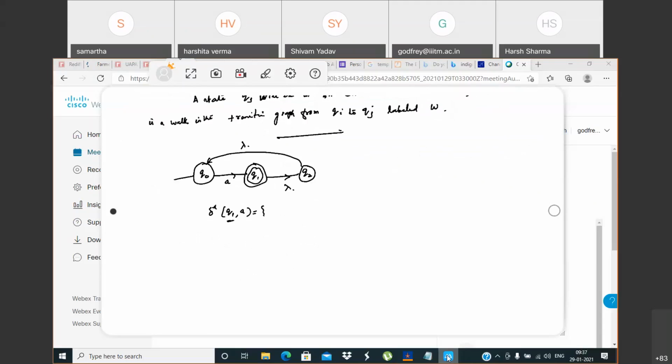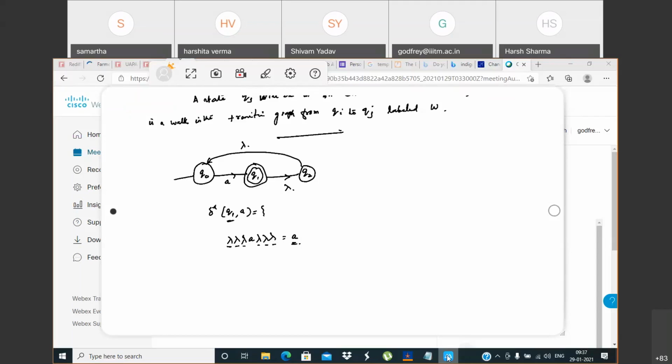We can have any number of lambdas here and here. So this is also equal to A, right? You can concatenate with strings of length 0 on either side, and it's still going to be A only, right?